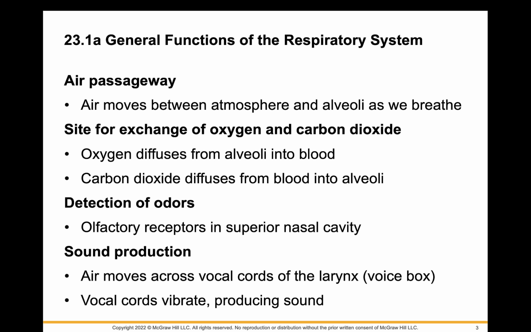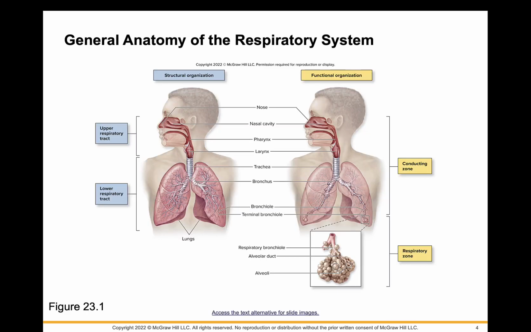Another function that is associated with the respiratory system is the detection of odors. We have many olfactory receptors that are located in the superior nasal cavity. And another really important function that's tied into the respiratory system is the production of sound. Air will move across the vocal folds of the larynx, and those cords will vibrate, resulting in the production of some type of sound. Now here, we're looking at the very general anatomy of the respiratory system, but I want to point something out that I think is especially important.